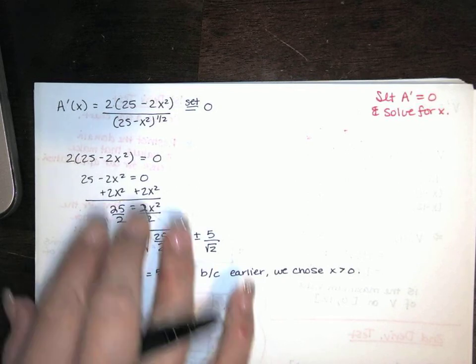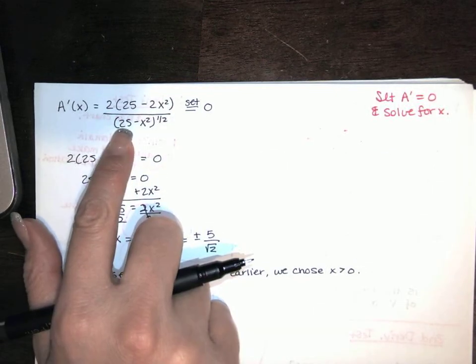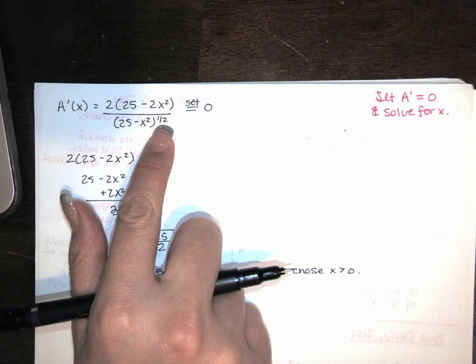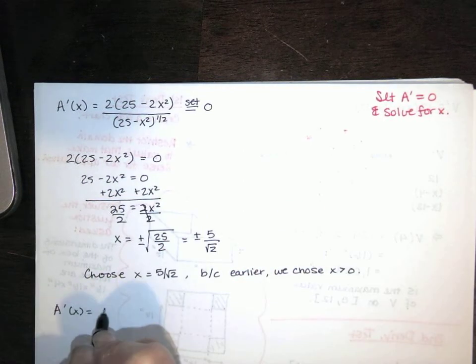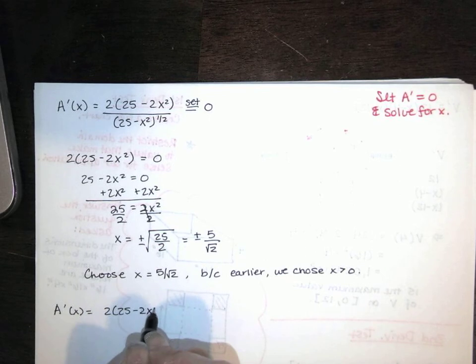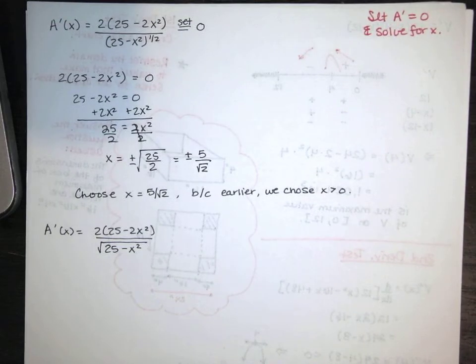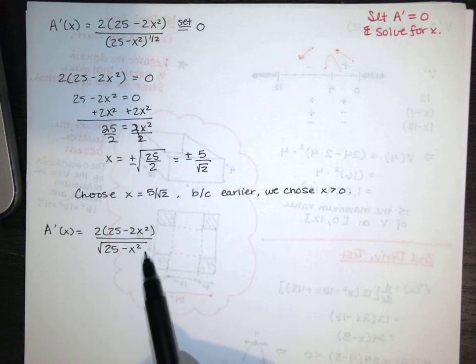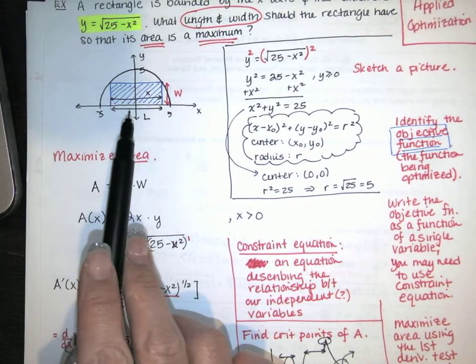Now, we also want to think about when a prime is undefined. A prime is undefined whenever that denominator is 0. Remember also that this is a square root. So let's look at a prime, and I'll write it with that square root this time. Okay. So we can't divide by 0. So clearly x cannot be positive or negative 5. Which, if you think about the problem itself, actually makes sense.